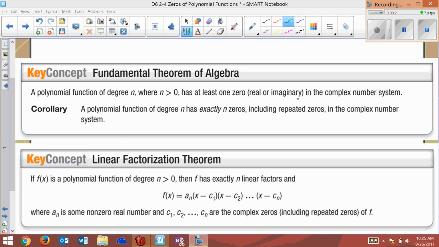Here's what you need to know about imaginary. If you have one imaginary, you will always have at least a second with it. Imaginaries always come in pairs. They never come alone, okay? So they always come in pairs. The linear factorization says we could always factor an equation down. We just might have to have some of these being imaginary. And you'll see that as we come through.